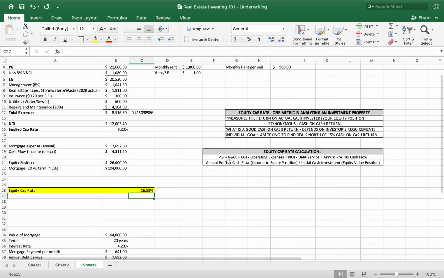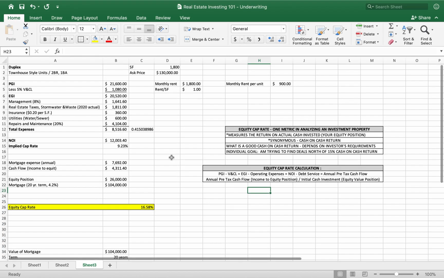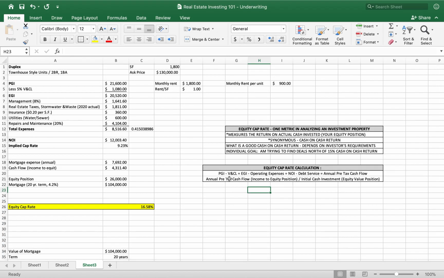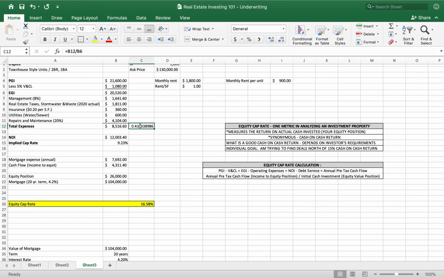Real quick, the equity cap rate calculation probably looks like jargon if you're just getting started. But you're taking the PGI, which is your potential gross income, minus your vacancy and collection loss, which gets you to your EGI, your effective gross income. From that point, you're taking all your operating expenses, and this is just a percentage. Your total expenses here, this percentage is a percentage of your EGI. So 8,516 divided by 20,520 will get you 41.5%, which sounds a little high.